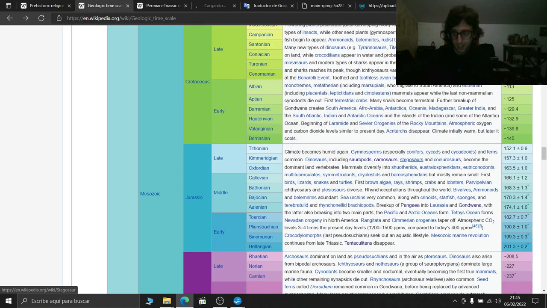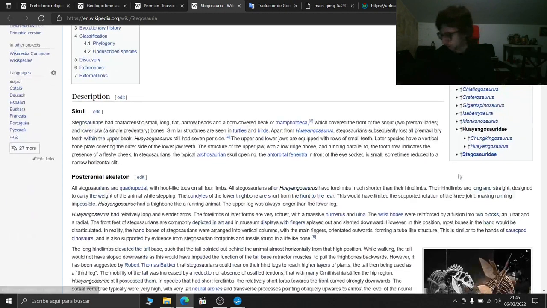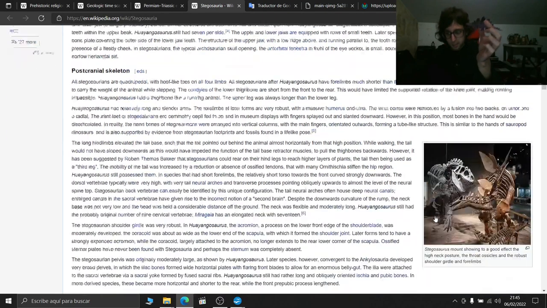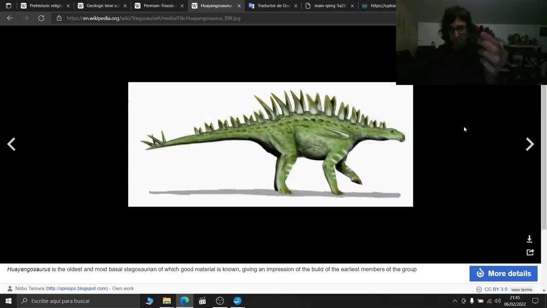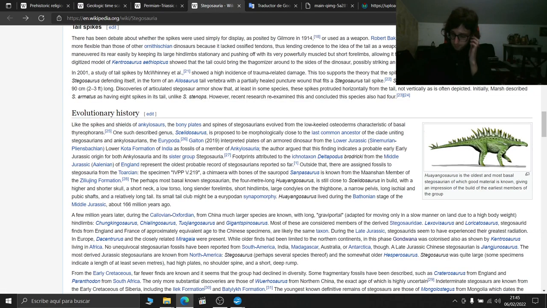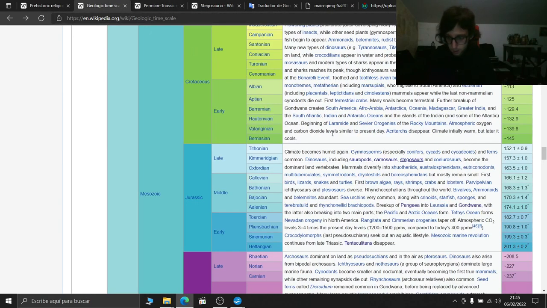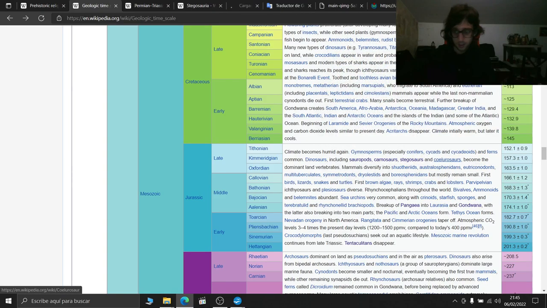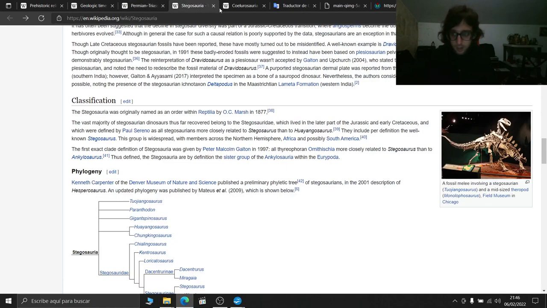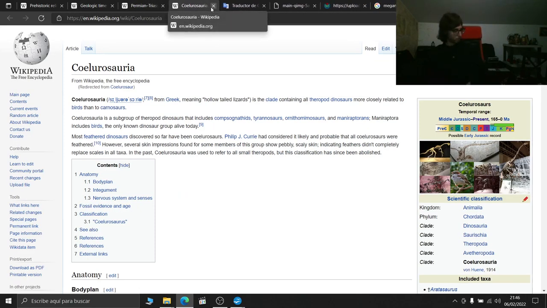Stegosaurus, okay, I have also this one. Stegosaurus, I think is this one. Yes. This one is the Stegosaurus. I hope the little toys seem more or less good. That the Stegosaurus and Coelurosaurus, I think I don't have this one. Well, I'm not missing two, I'm missing more.